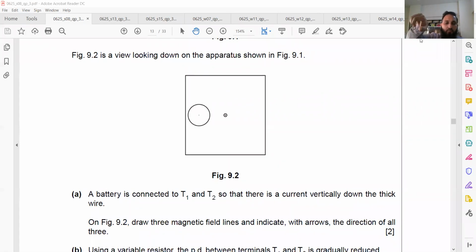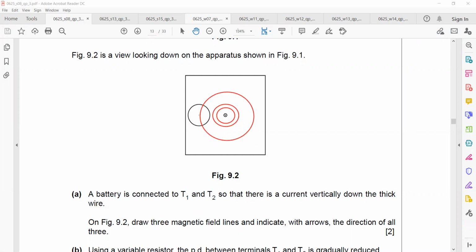So our thumb should point into the paper and the fingers will turn around. And we have to draw three field lines. So how to draw three field lines? The first two field lines should be closer, and the third one will be further away, and this is the direction of the magnetic field.